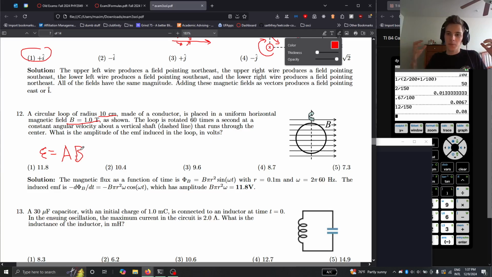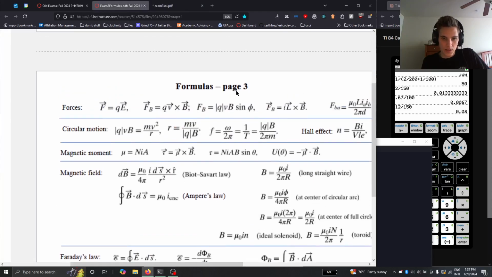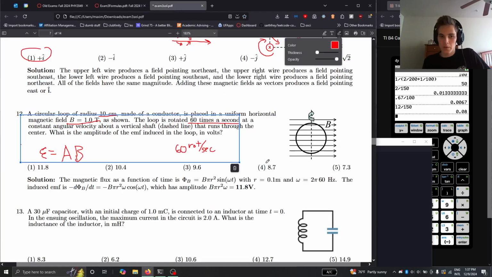But here, there's something else. These two are not changing. What could be changing? It's just the angle. And so again, you want to multiply all the stuff that's the same times the one thing that's different. So here, how do we get the rate at which the angle is changing? Well, we're given this. The loop rotates at 60 rotations a second. That is our frequency f. That is omega over 2 pi. So we can get omega by multiplying this by 2 pi. So say we multiply that by 2 pi.